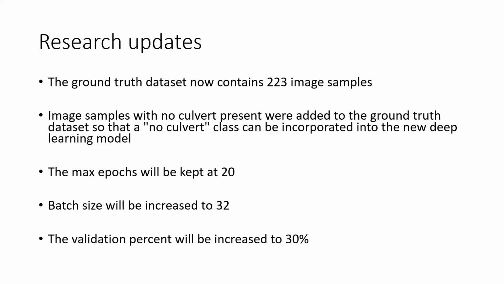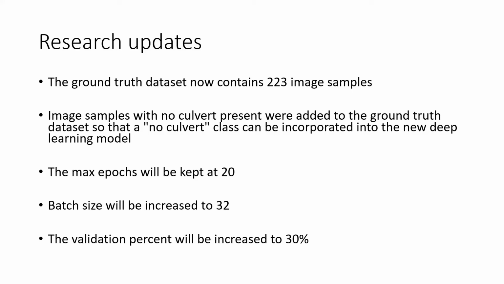I do have some research updates from when I presented at the Illinois GIS Association conference in October. So the ground truth dataset now contains 223 image samples, and image samples with no culvert present were added to the dataset so that a no culvert class can be incorporated into the new deep learning model. And this can be helpful so that the model is better able to distinguish between where a culvert is and is not present, and this could decrease the number of misclassifications.